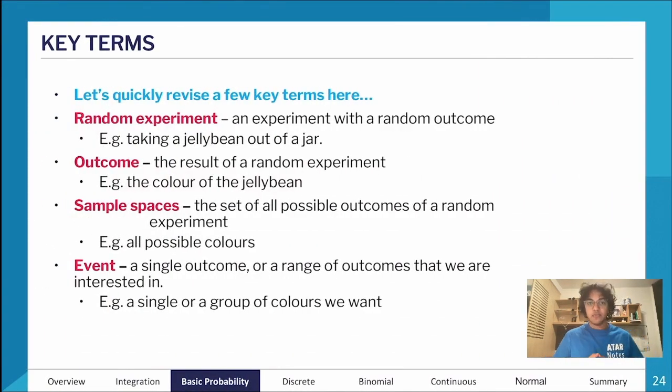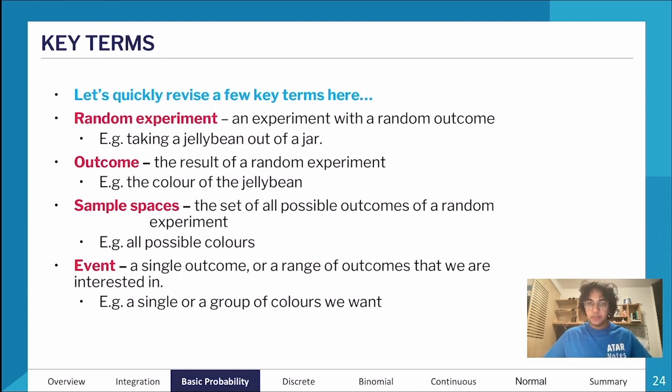Okay, let's revise some key terms for probability. I'm sure you would have seen these terms before, but I think it's a good idea to recap them before diving into 3-4 probability. A random experiment is an experiment with a random outcome. Let's say you have a bag of socks, with 20 different colors. You put your hand in, you're not looking, you're just digging around, pulling out a sock. That's entirely random, right? An outcome is the result of a random experiment, the color of the sock, or in this case, the color of the jelly bean.